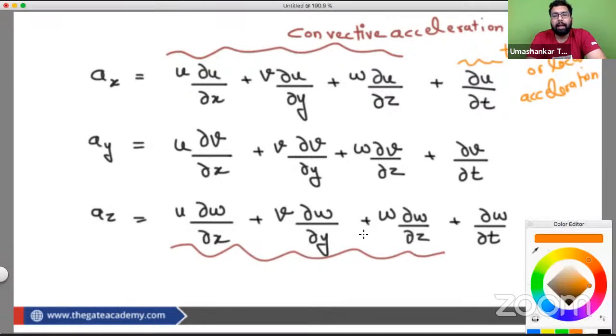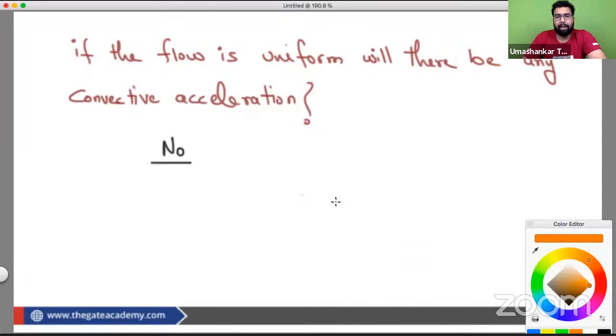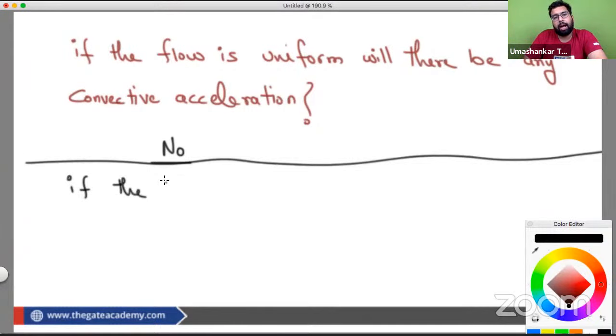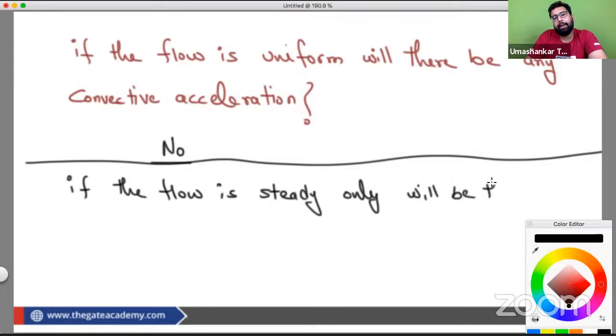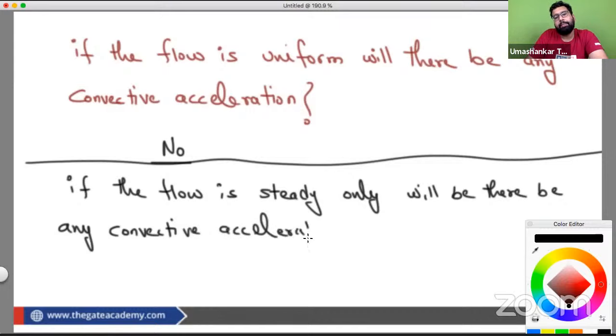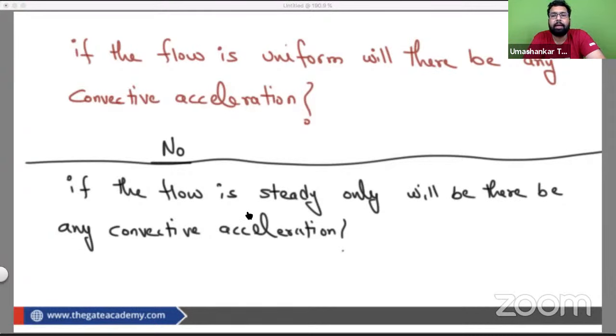Now please tell me, if the flow is steady, will there be a convective component of acceleration? Please give me a yes or no on this. If the flow is steady only, will there be a convective acceleration?